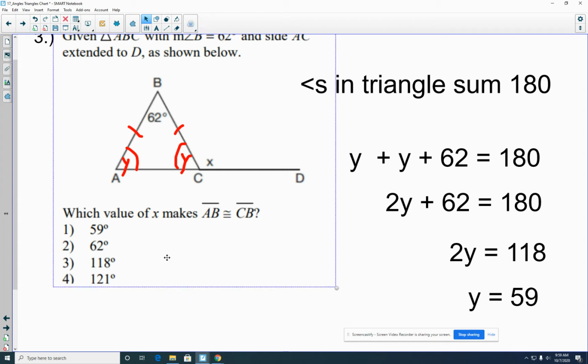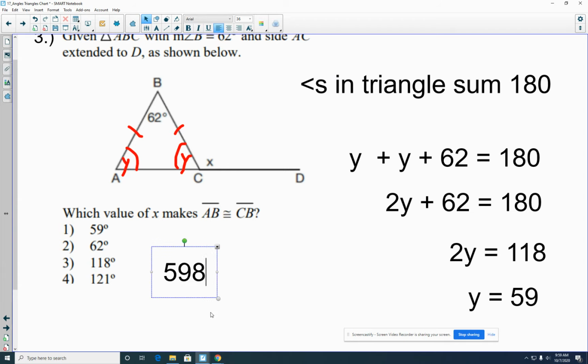Okay, so I know I have 59 as my angle here, right? And it's also this value here. Now to get to x, well, I have y. These two angles form a linear pair. They're 180.